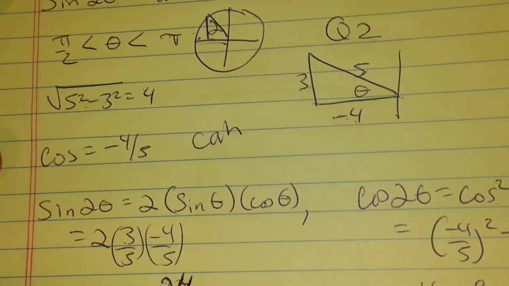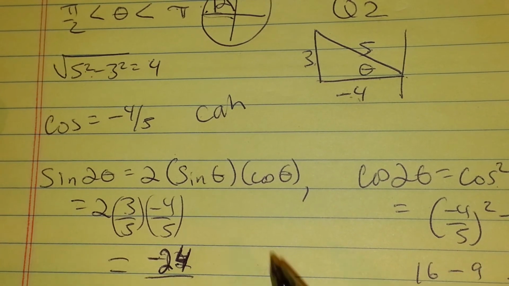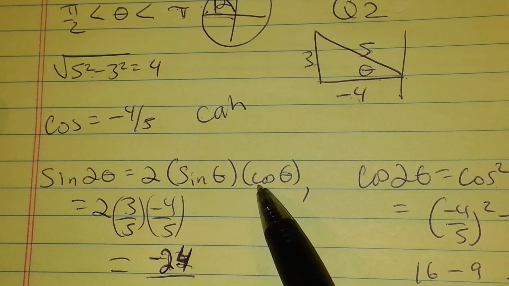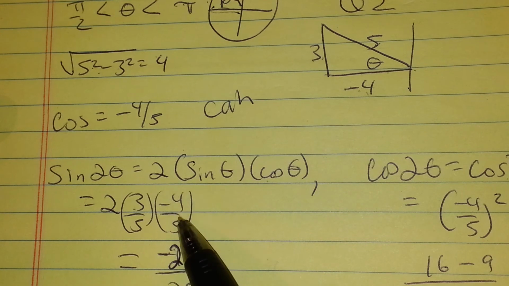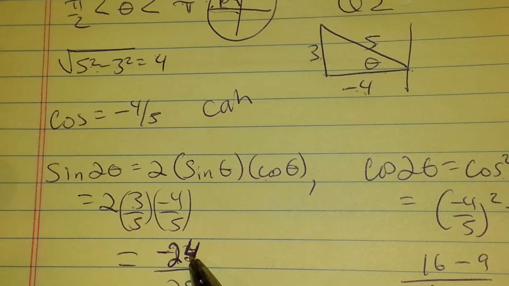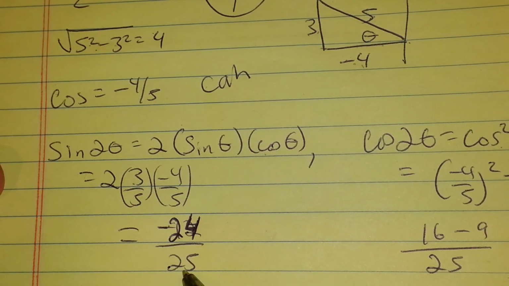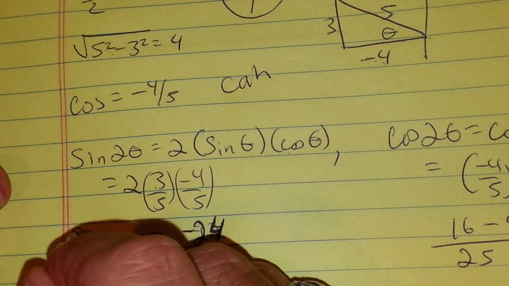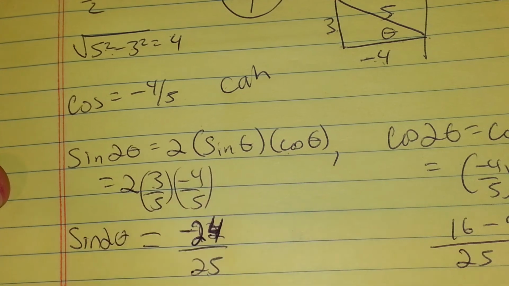So let's find sine of 2 theta, which is 2 sine theta cosine theta. That's 2 times 3/5 times negative 4/5. 2 times 3 is 6, times negative 4 is negative 24, over 5 times 5 is 25. So that is your sine of 2 theta.